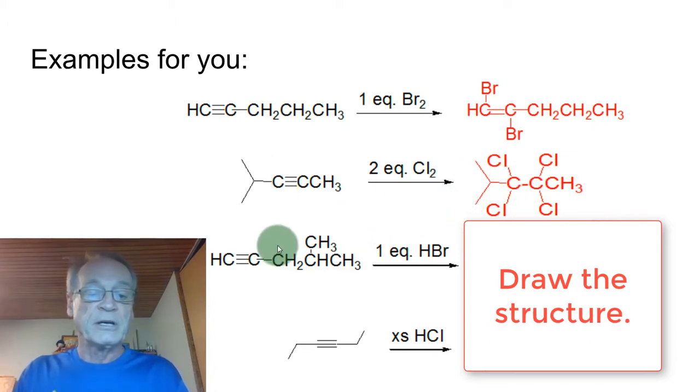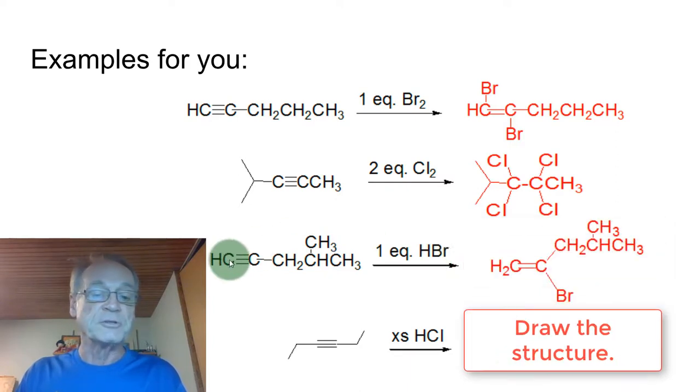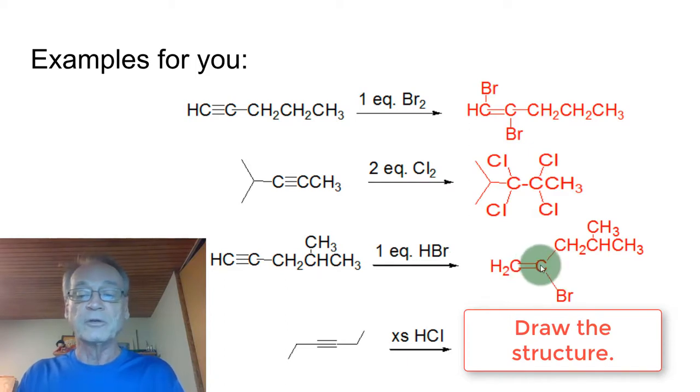What about this alkyne, which is terminal, and we're adding 1 equivalent of HBr to it? Well, that's easy. That carbon gets the hydrogen, that carbon gets the bromine, the triple bond becomes a double bond, and you end up with that molecule. No worries about cis or trans ever if it's a terminal alkyne.